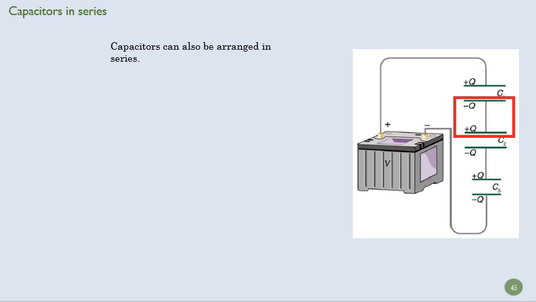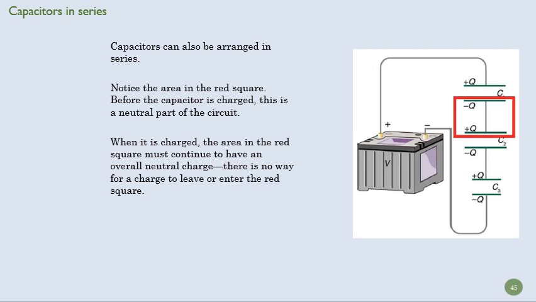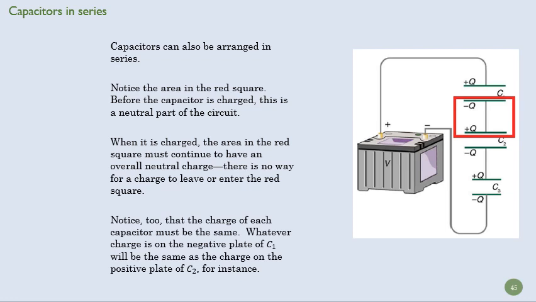But what happens when we arrange them in series? Now this is a kind of interesting situation. Look at our red square here. So what is this? This is unconnected to the battery, right? There's no charge crossing here or crossing there. This is neutral. So any charge that gets pulled onto here has to be matched by the positive charge here, right? So if we get negative 10 units here, we're going to have a positive 10 units here. It's always going to have that neutral charge.